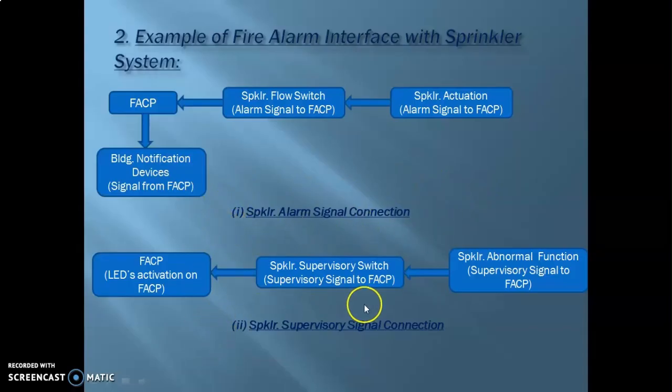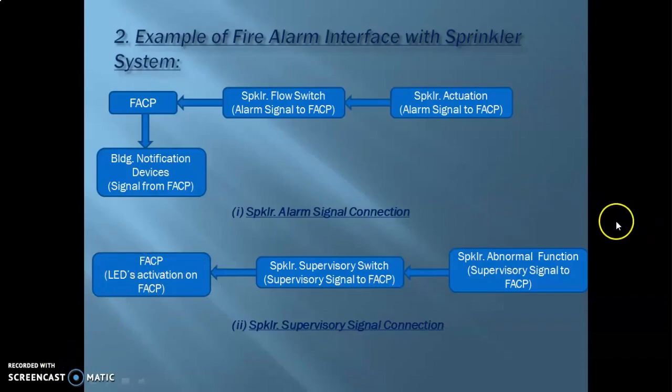Then you also have the sprinkler supervisory signal connection as well. What happens is, if there is any sort of supervisory alarm within the automatic sprinkler system, then that signal is sent back to the FACP via a monitor module. And again the LEDs within the FACP activate along with a sound on the FACP.